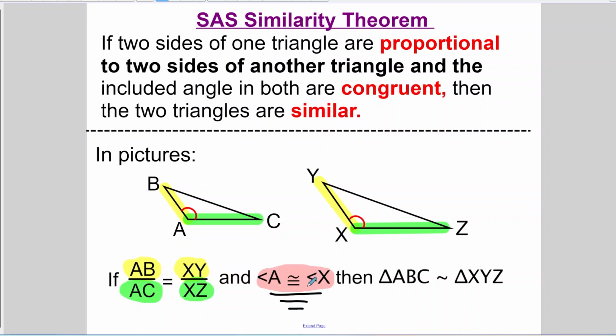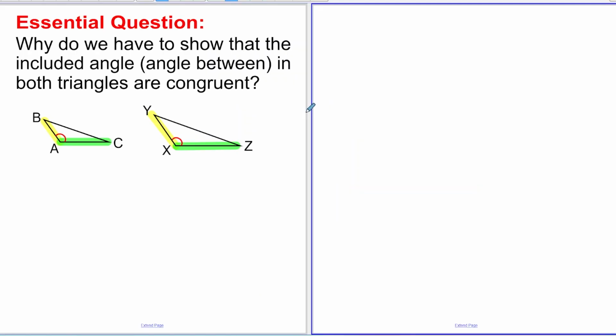The most common mistake I see when students try to use the side-angle-side similarity theorem is they forget this step. But if you show these two things are true, the sides are in proportion for two pairs of sides, and the angle between is congruent in both triangles, then you could use this theorem and say the triangles are similar. But here's a good question to consider. Why do we have to show that the included angle, the angle between in both triangles, are congruent? So take a moment to think about this.